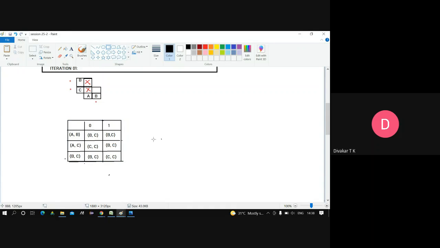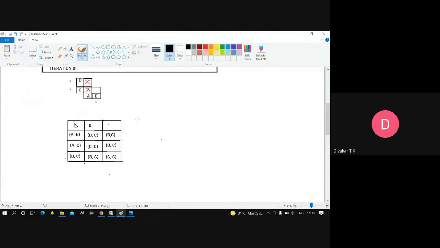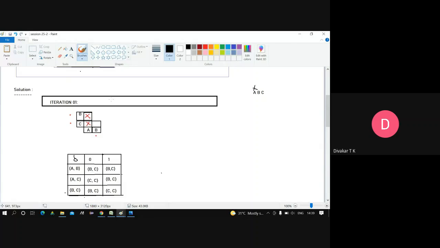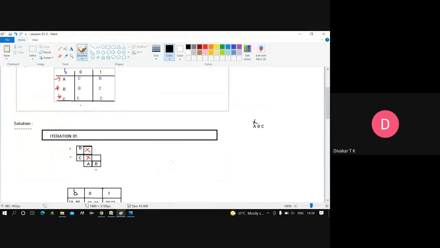Analyze what we have done now. Carefully analyze it. Here, rather than leaving it blank, just write del. We are done with iteration number 1 here. Concentrate, I'll just repeat what we have done. First step: we have 3 states here, A, B, C. When we are writing vertically, we are removing the first state, A. When we are writing horizontally, we are removing the last state, that is C. That is the first step.